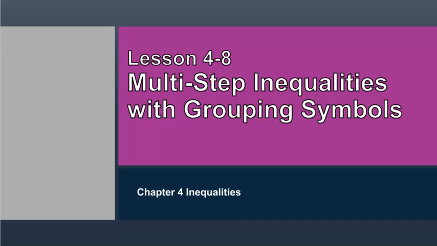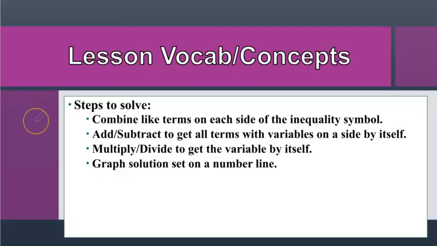Lesson 4-8, multi-step inequalities with grouping symbols. So again, the steps to solve an inequality: you want to combine like terms on each side of the inequality symbol first. Then you're going to add or subtract to get all the terms with variables on one side of the inequality symbol, and all the numbers that don't have the variable on the other side. And then to get the variable completely by itself, you multiply or divide by the coefficient on both sides, and then you graph the inequality.